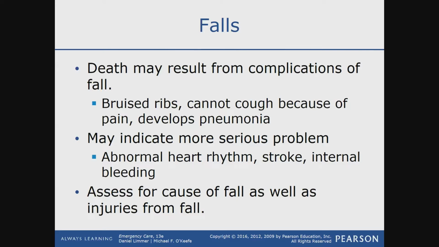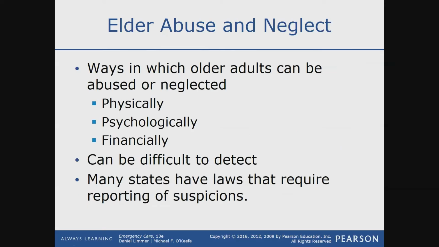May indicate more serious problem. Abnormal heart rhythm. So sometimes it is normal for your patient to have an abnormal heart rhythm. That is their normal baseline. Stroke, internal bleeding. See, assess for cause of fall as well as injuries from fall. So what this is saying is that maybe the patient fell down because of a stroke. Maybe they had a heart attack and they fell down. So don't just worry about the physical trauma that you're there for. What if it was a medical that led into a trauma? So that could also be a situation. So look out for that.